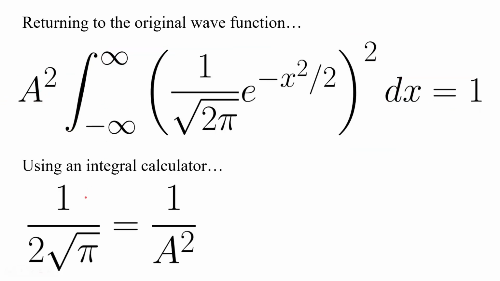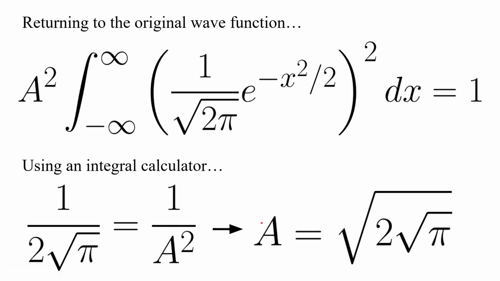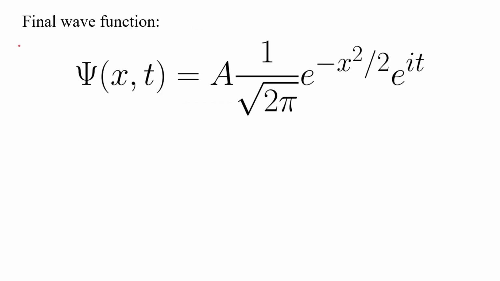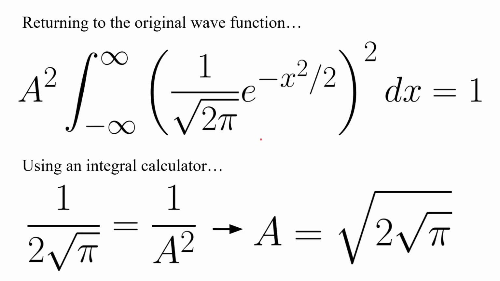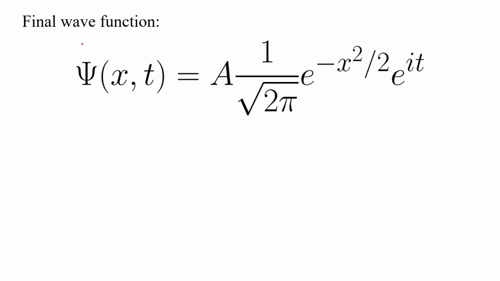You're going to get out this. So 1 over 2 times rad pi equals 1 over a squared. And then through simple algebra, you'll be able to find that a equals the square root of 2 times the square root of pi, all inside that big square root right there. So now that you have a, you can plug that into the initial wave function that's not multiplied by its complex conjugate yet to get the total complete wave function. It's called the normalized wave function.